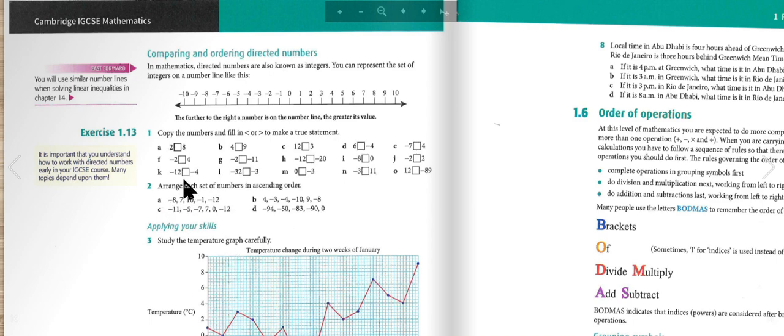-12 is something -4. -32 is something -3. And 0 is something -3. -3 is something 11. And 12 is something -89. So think of your answer. Pause the video.